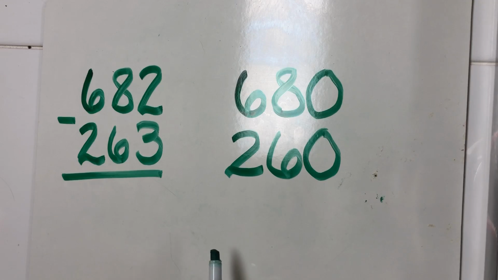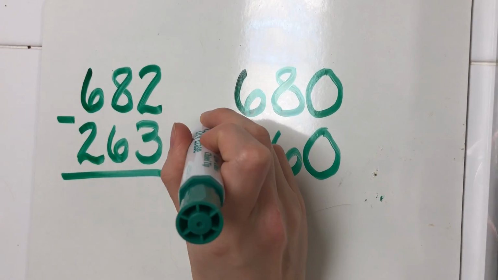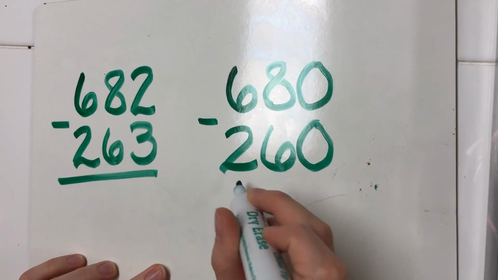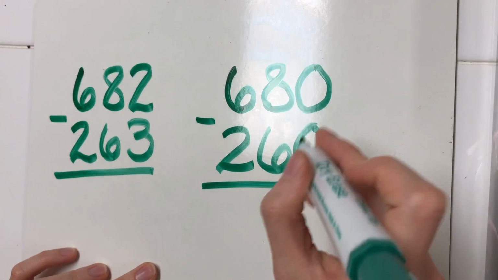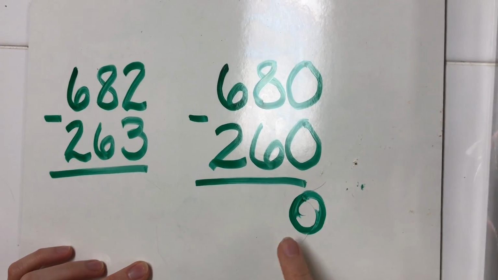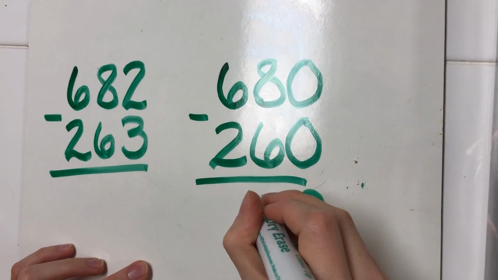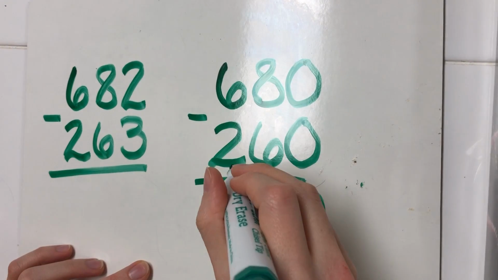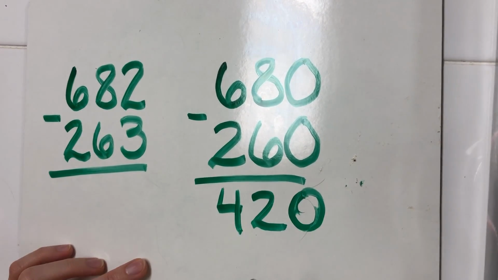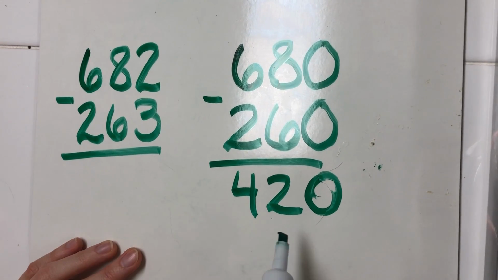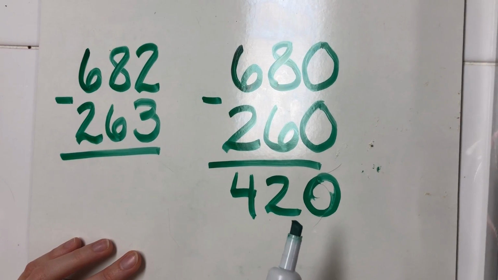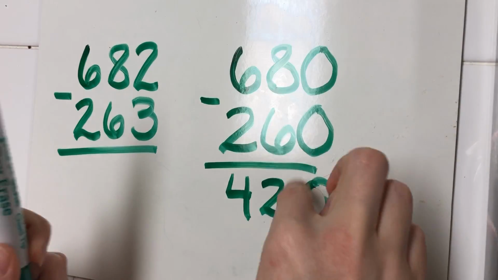So now we can do some estimating. You can do it in your head or you can do it on paper. I'm going to show you right here. 0 minus 0 is 0. 8 minus 6 is 2. And 6 minus 2 is 4. So our estimated amount is 420. So that would be our estimated amount.